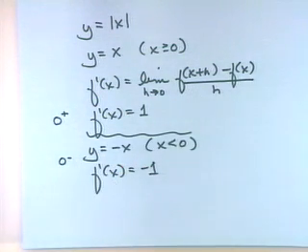Shouldn't we be approaching the same number from both sides if in fact it's going to have a derivative at 0? We should. So the derivative at 0 does not exist because it's not the same. The left-hand version and the right-hand version are not the same.